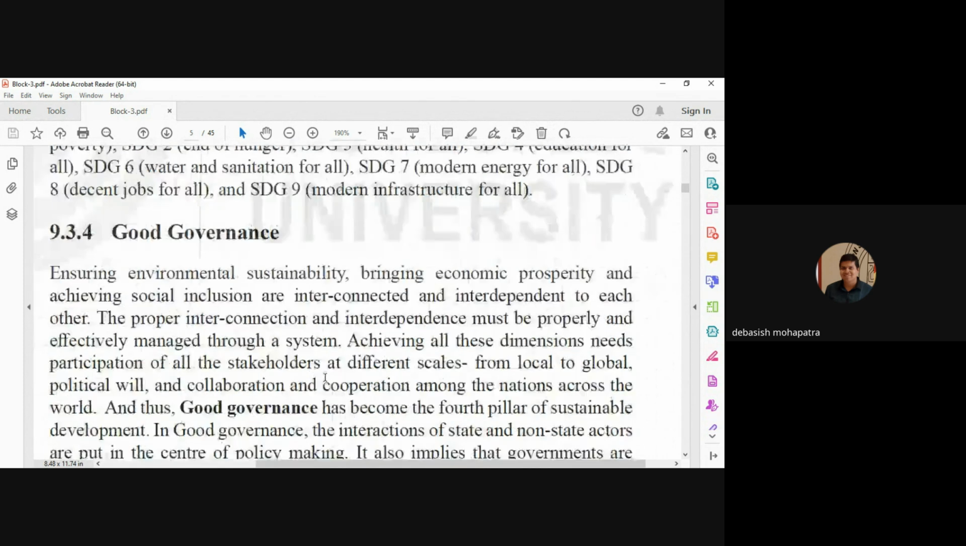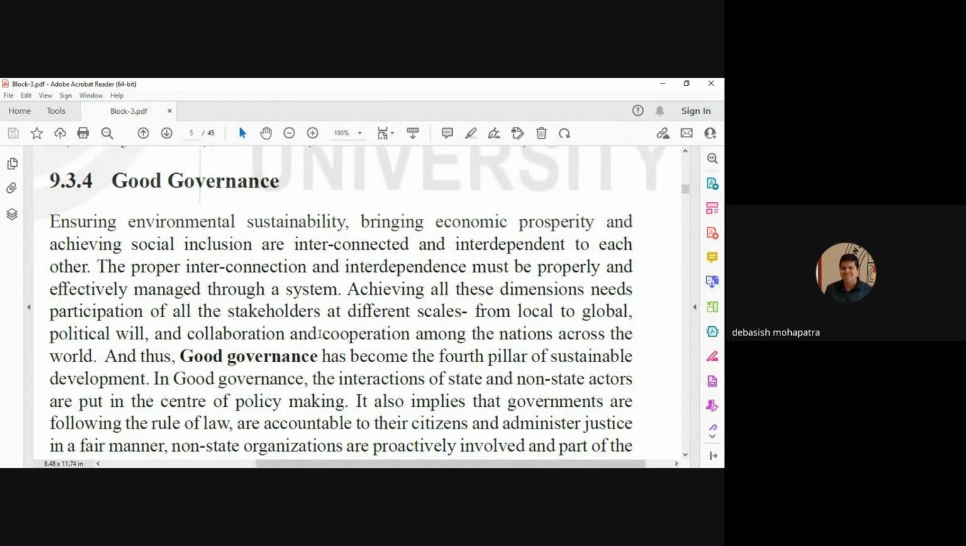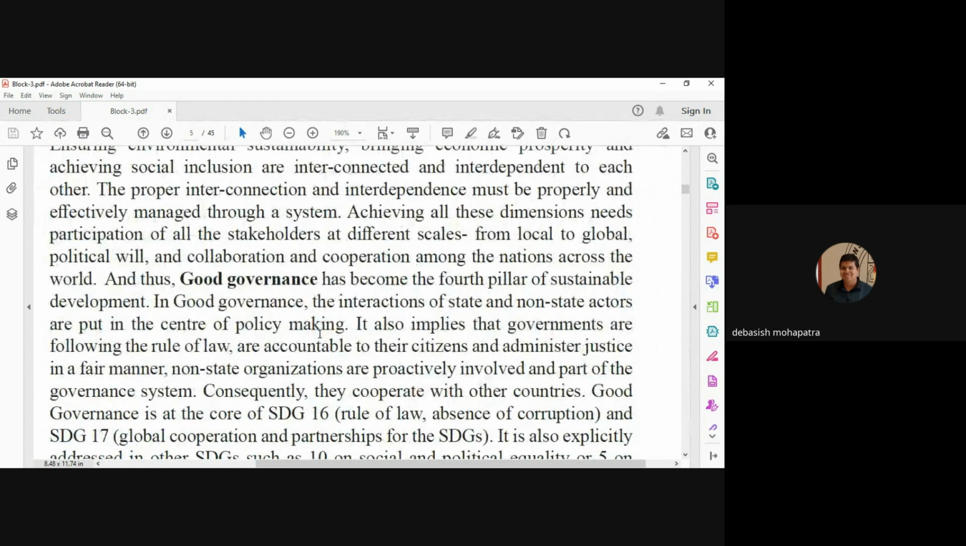Then good governance. Ensuring environmental sustainability, bringing economic prosperity, and achieving social inclusion are interconnected and interdependent. Thus, good governance has become the fourth pillar of sustainable development. In good governance, the interaction of state and non-state actors is put at the center of policy making. It also implies that governments follow the rule of law, are accountable to their citizens, and administer justice in a fair manner. Non-state organizations are proactively involved and part of the government system.